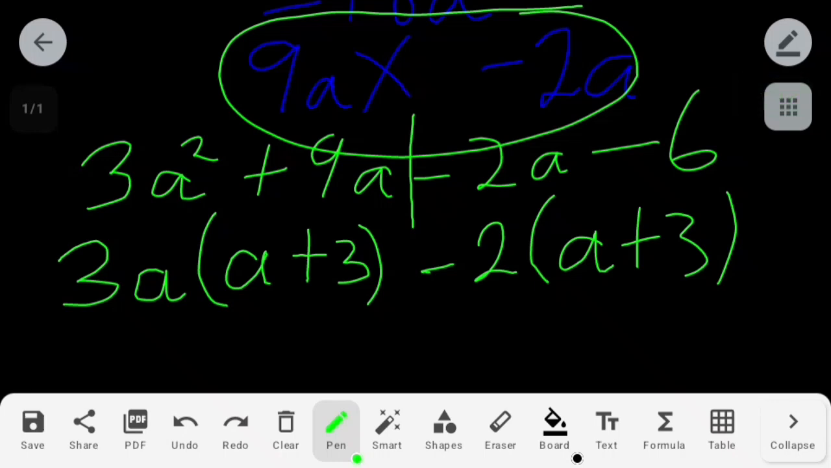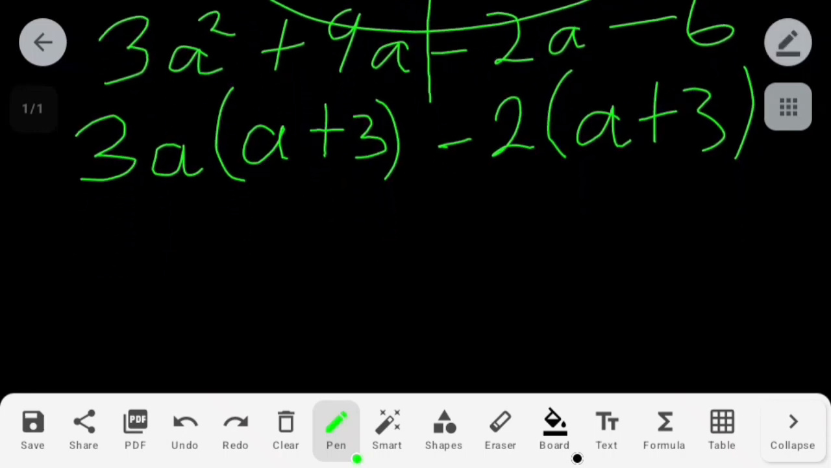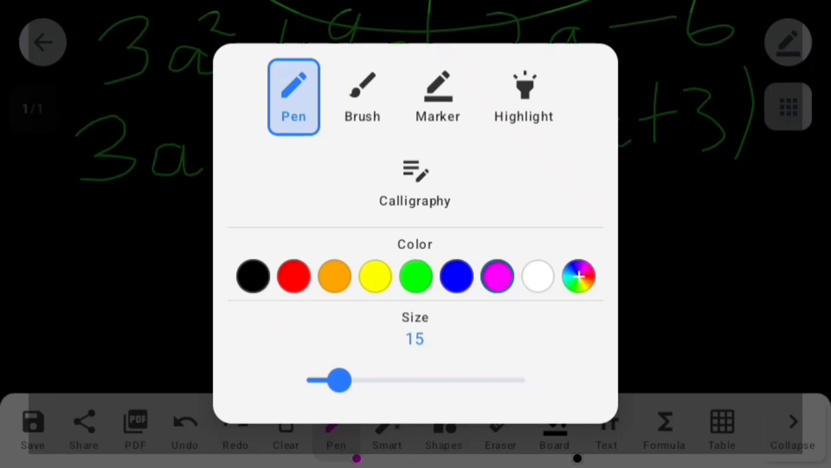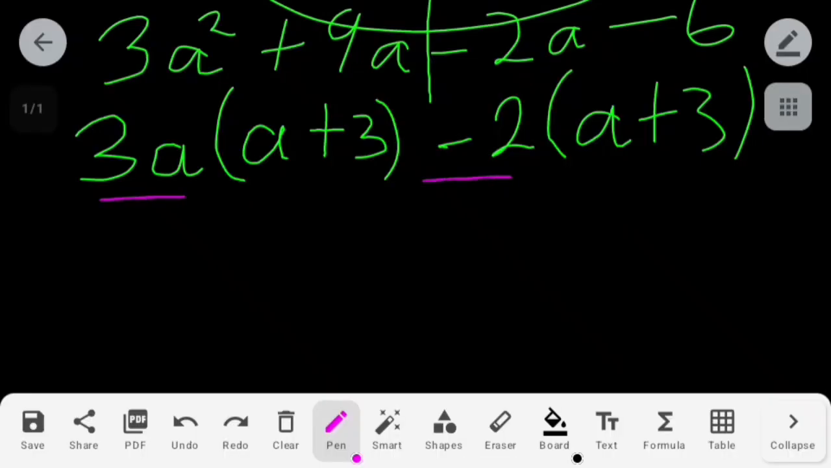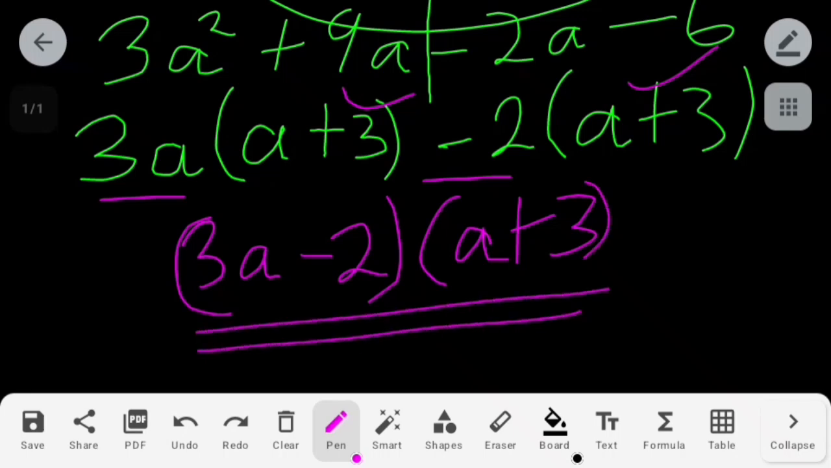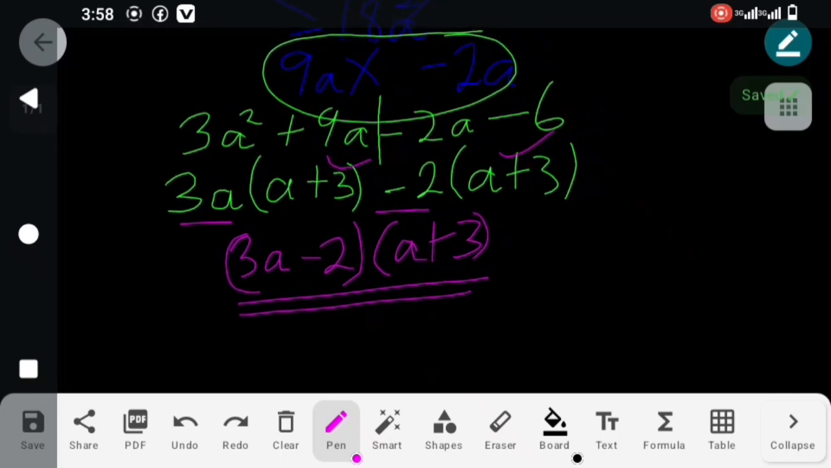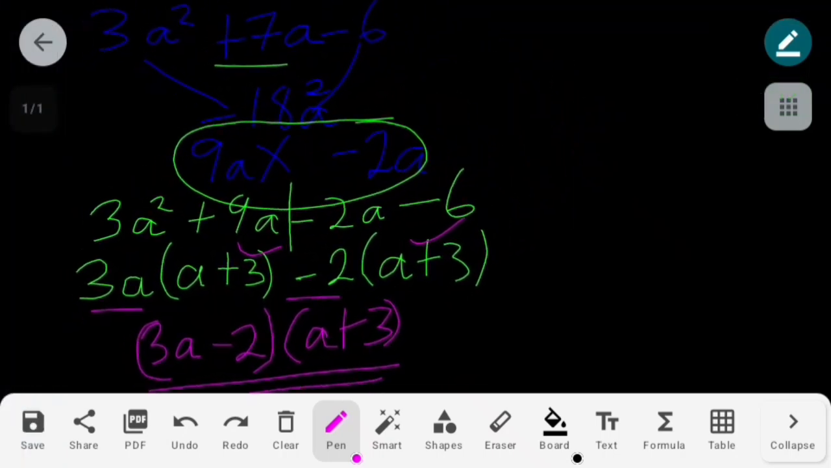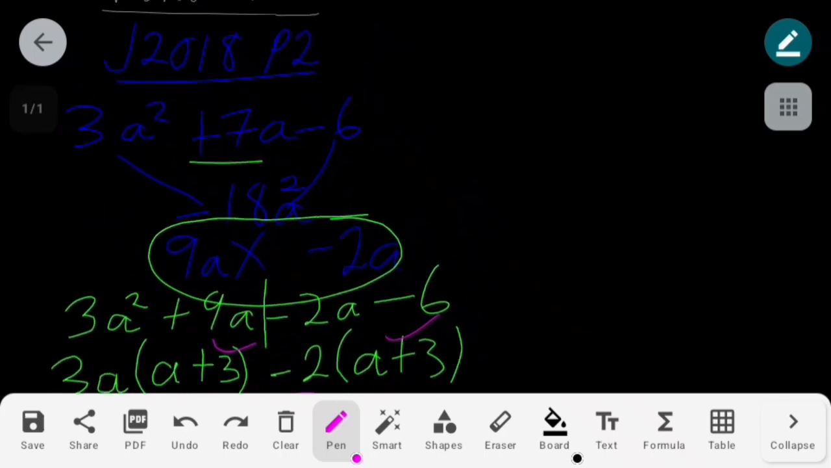Okay, like this. So now our brackets must be the same, like a plus 3 and a plus 3. So now what we are going to do is to collect this and this to be in the same bracket. So now you can write it as 3a minus 2, like this. Then this bracket and this are similar, so we'll only write it once, like a plus 3, like this. So now we have factorized this question. This is how we factorize this question, which was on June 2018, paper 2.